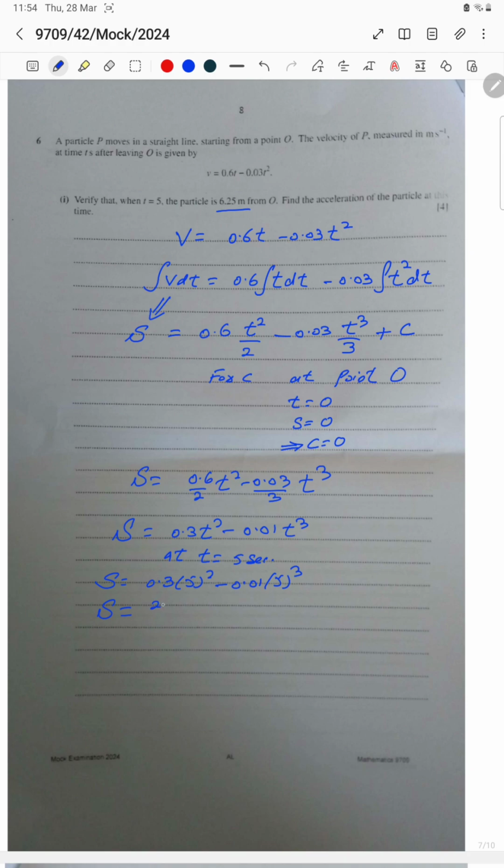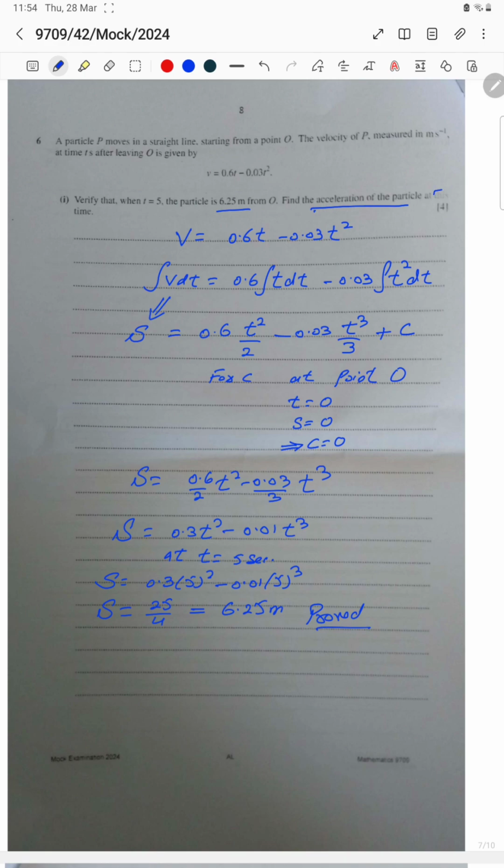I will get 24 by 4, and that gives me 6.25 meter, hence proved. So we have verified that when time is 5, the particle will cover a distance of 6.25 meter from O. And also it's given, find the acceleration of the particle at this time.